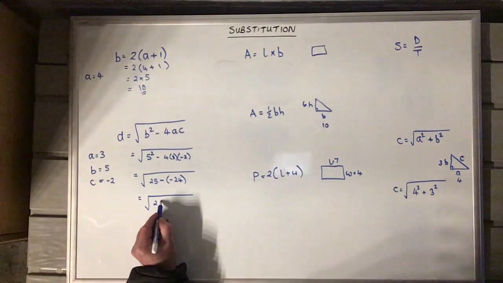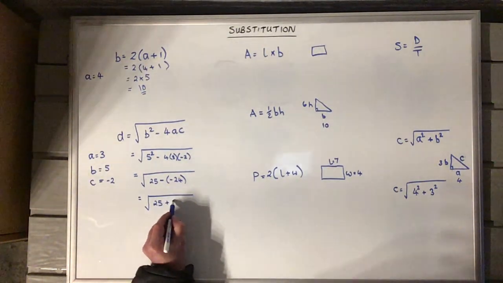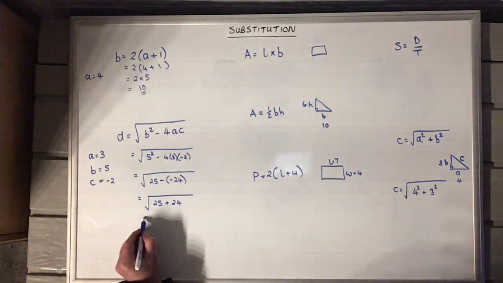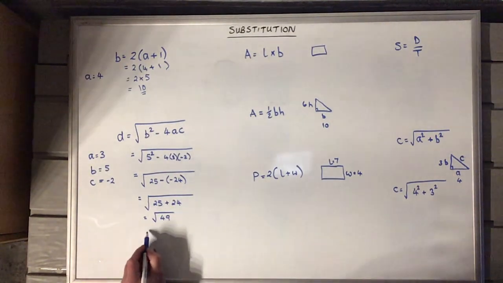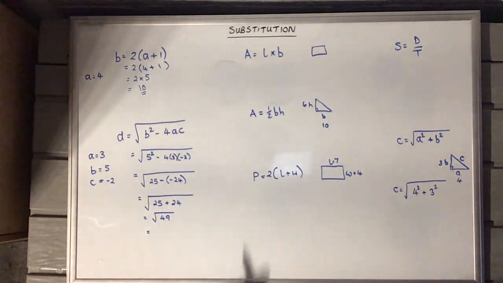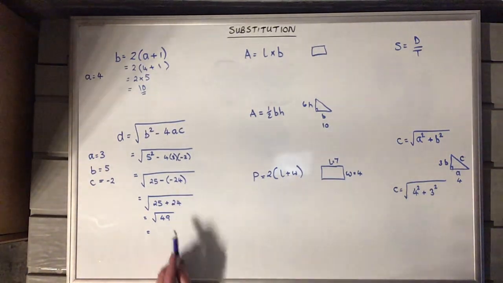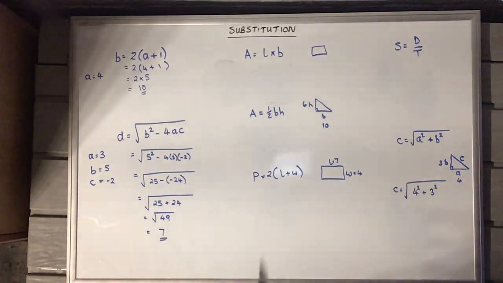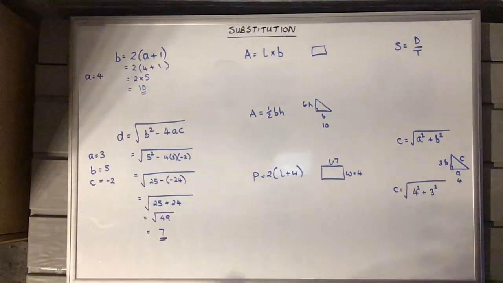So that's going to be 25. Subtracting a negative is the same as adding the number. So we're going to add that number, and adding that together we get the square root of 49. And what does that mean? Well, square root of 49 is some number multiplied by itself must give me 49. So the answer to that is 7. So the answer is 7. So d must be 7 when a, b and c take these values.